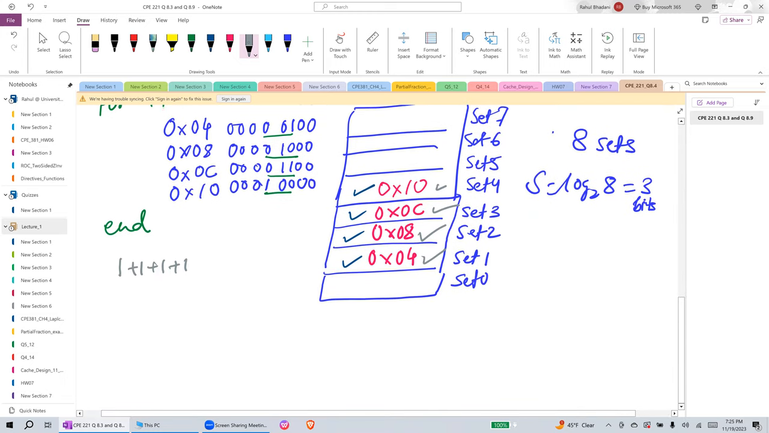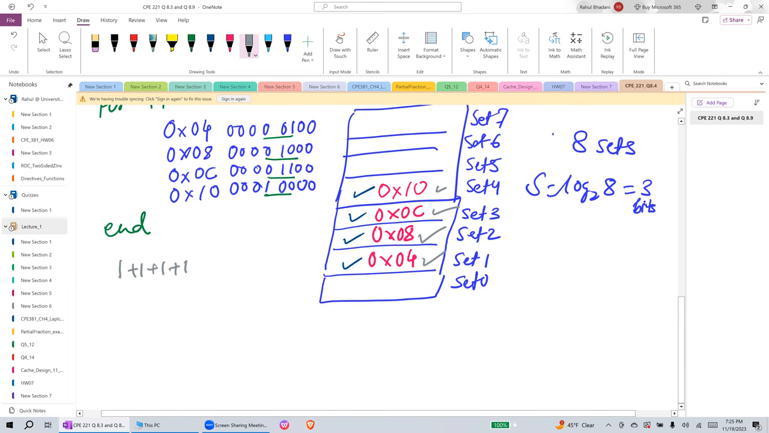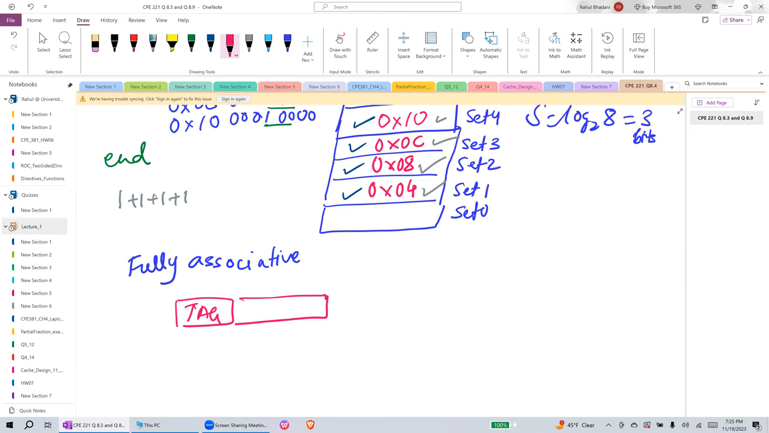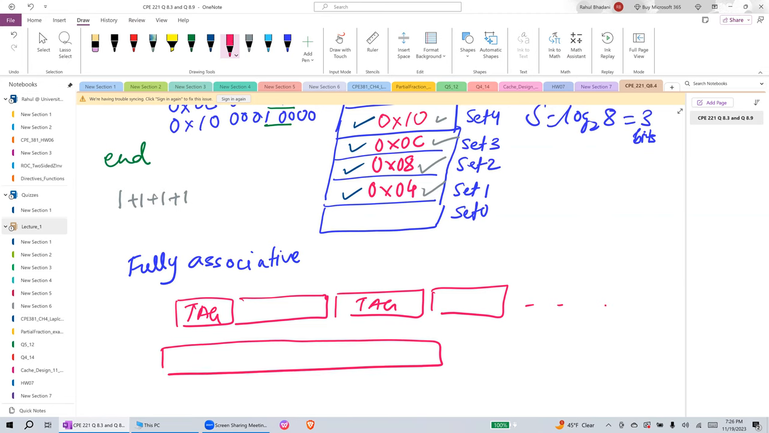But let's say if it was a fully associative cache, then there will be only one set. So fully associative, we have, in this case, a tag, and there is only one block, only one set. So there is no set offset that we need. What we need is just a block offset. Then we will have the tag like this. Okay, so we can simply write a simplified representation like this.